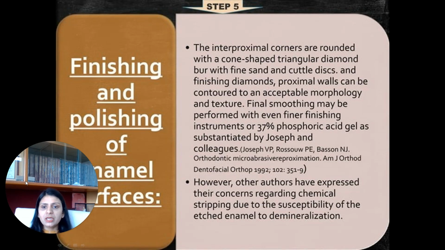And finally, the finishing and polishing. Once we are done with proximal stripping, as mentioned earlier, we are roughening the proximal surface, but we cannot leave it like this as it will accumulate more plaque and bacteria. So we finish and polish the enamel surfaces with the help of either fine burrs, Soflex discs, finer finishing instruments, or 37% phosphoric acid gel as mentioned by Joseph and colleagues.